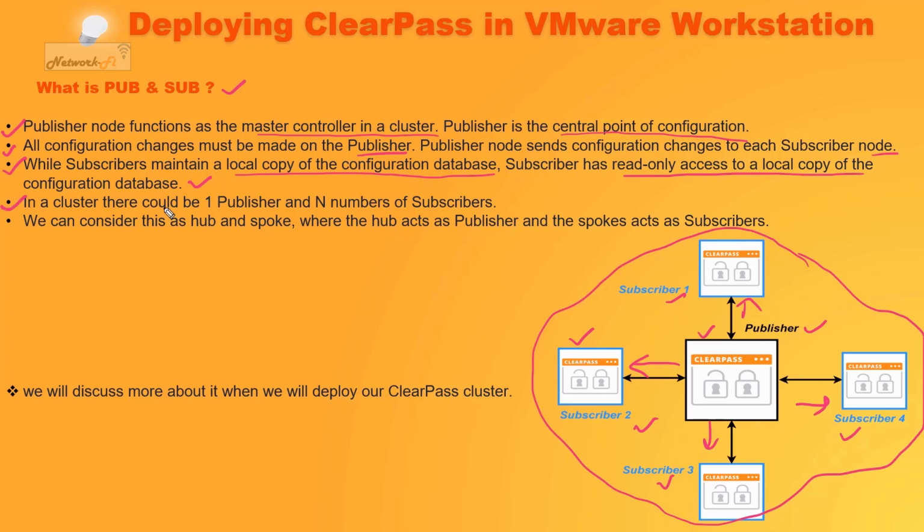In a cluster, there could be one publisher and n number of subscribers. We can compare this publisher and subscriber model with the hub and spoke model, where the hub acts as the publisher and the spokes act as the subscribers. I hope now you have a basic understanding of what a publisher is and what a subscriber is. And of course, as I said earlier, we will discuss more about publisher and subscriber when we deploy our ClearPass cluster. So now let's go back and deploy our ClearPass.